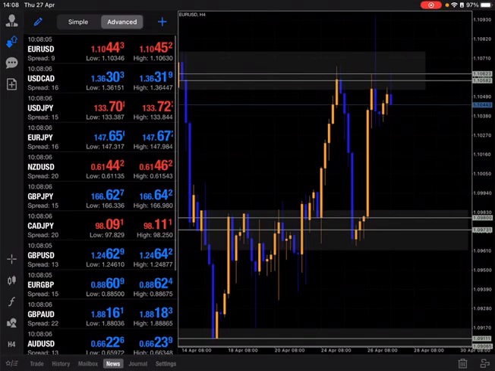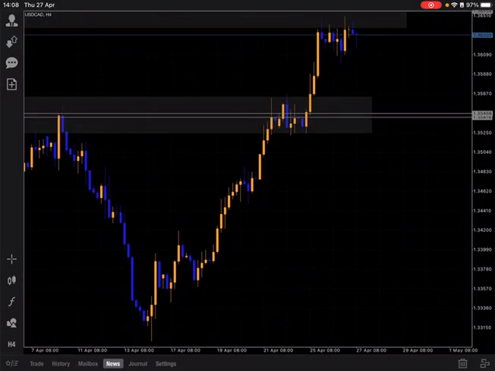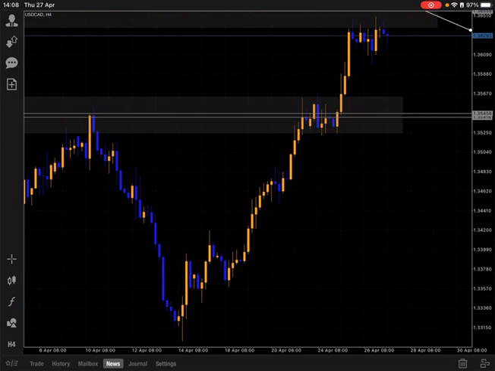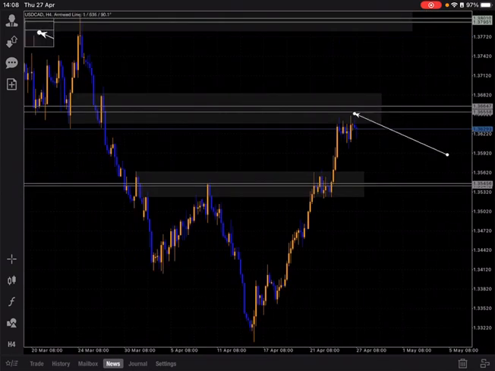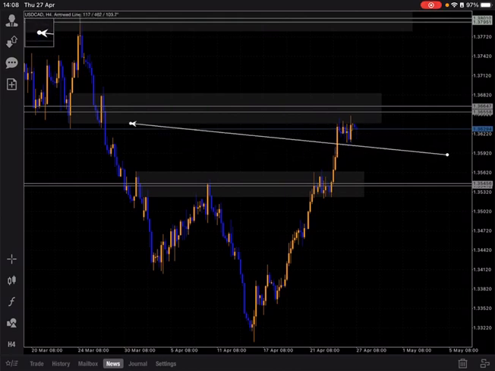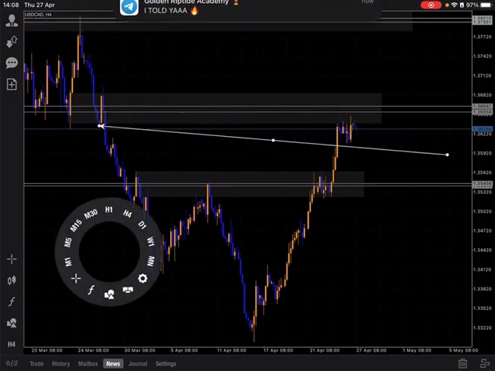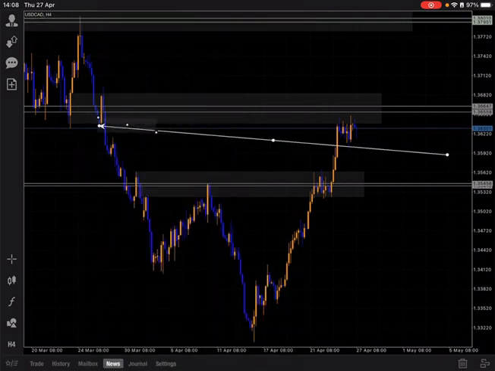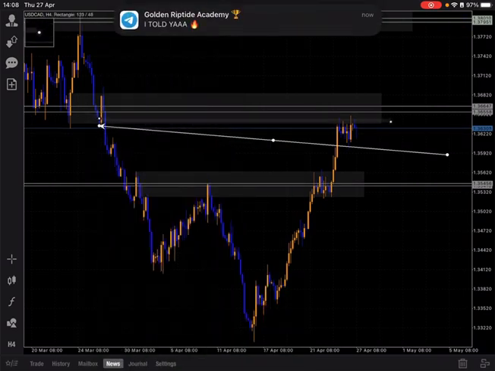Next pair, USD CAD. Now I gave USD CAD yesterday also, but the pair did not come into our zone, so it's showing resistance just right here. Okay, right here. And it's really testing this engulfing fail. So if I were to map this out, it's currently testing this one.